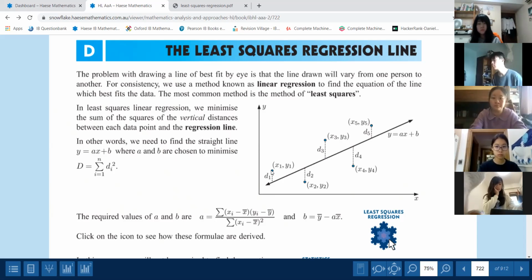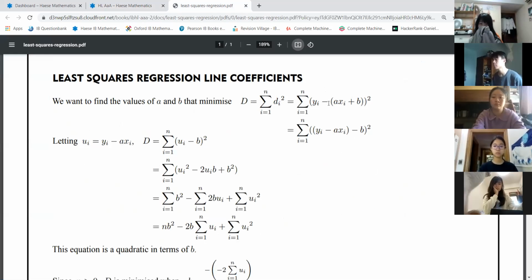Now, this point, however, is your y1, y2, and so on. That was why our distance is yi minus (axi plus b). Okay? So we're trying to find a and b such that this distance, d, which is the sum of the squares of the distances, can be at the least possible value.